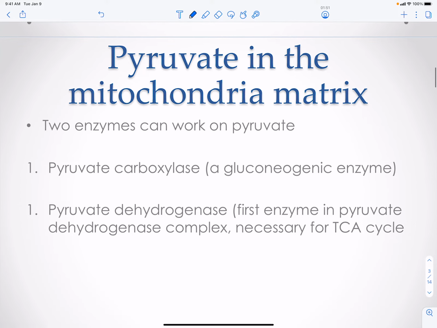Now, once pyruvate is in the mitochondrial matrix, again, this is a 3-carbon compound, and only 2 enzymes can work on pyruvate. The first enzyme is pyruvate carboxylase, which takes the 3-carbon pyruvate and converts it into a 4-carbon oxaloacetate. And so this is using biotin. And the carbon that is going to be transferred is from bicarbonate.